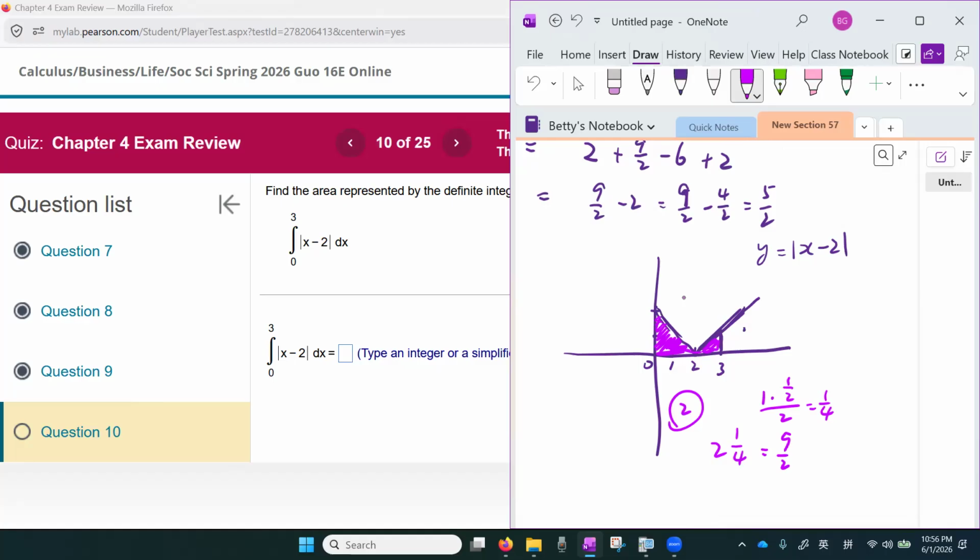From 0 to 3. The top is 1. This height is 1, not half. 1 times 1 over 2 is half. So 2 and a half, so it's 5 over 2. Yeah, that's correct. Definitely is correct.